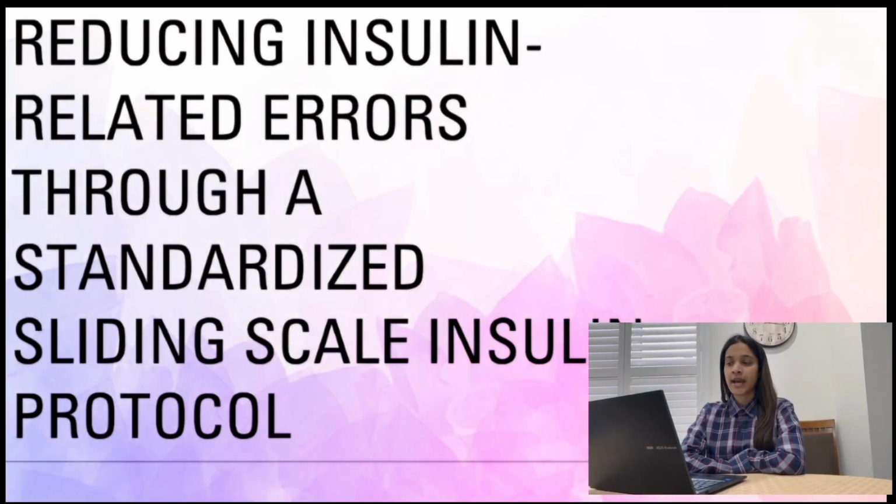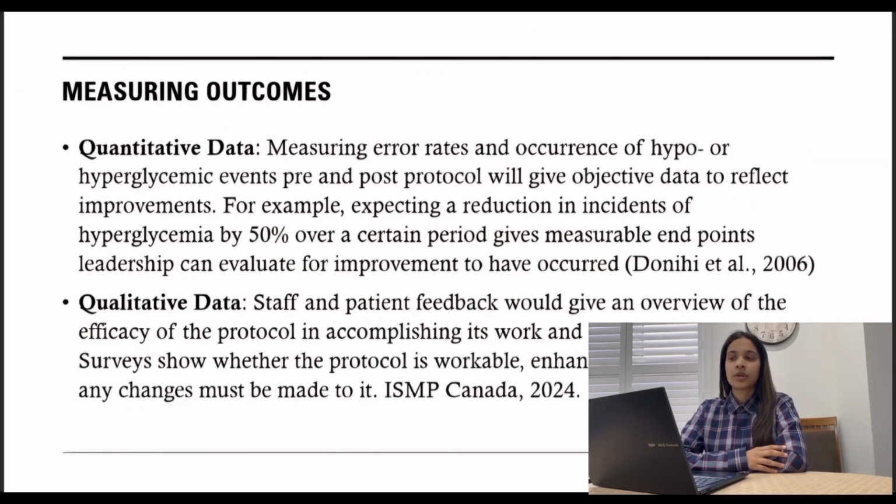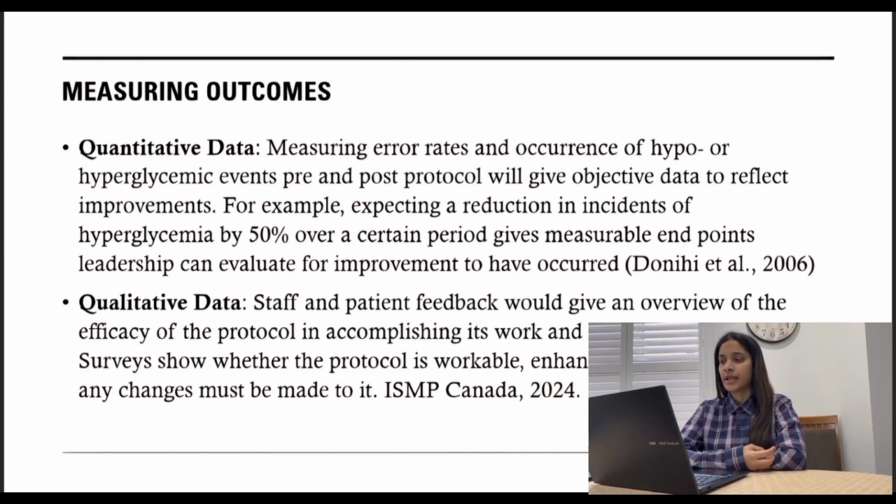Reducing insulin-related errors through a standardized sliding scale insulin protocol. Measuring outcomes: there are two types of measuring outcomes, qualitative data and quantitative data. Quantitative data measuring error rates and the occurrence of hypo- or hyperglycemic events pre and post protocol will give objective data to reflect improvements. For example, expecting a reduction in the incidence of hyperglycemia by 50% over a certain period gives measurable endpoints. Leadership can evaluate whether improvements have occurred, according to Donahue et al.